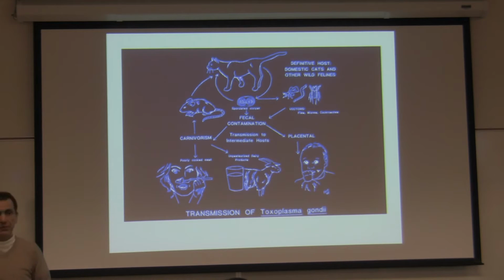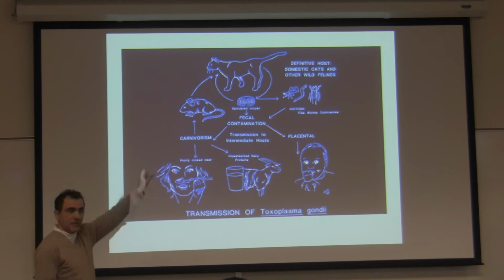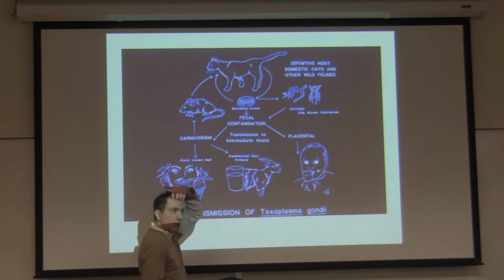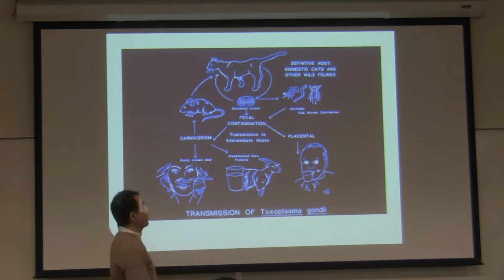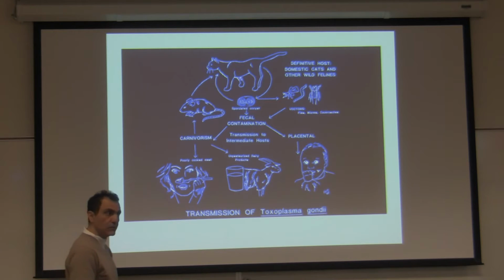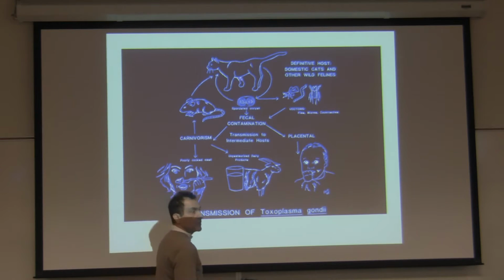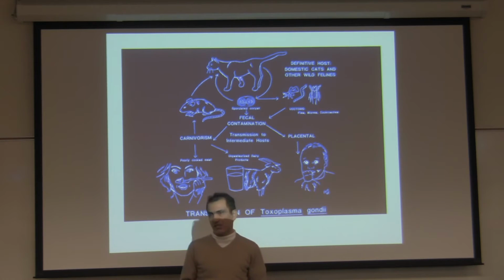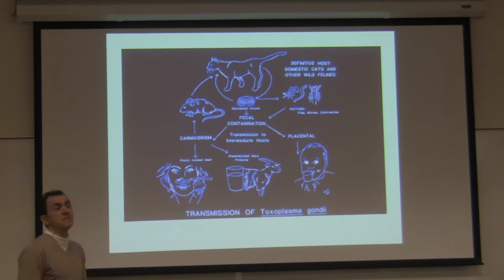This is the life cycle of Toxoplasma gondii. The slide has been flipped, so I hope you're with me. Cat, domestic cat, wild cat, any kind of cat is the definitive host. What I mean by definitive host is where the sexual reproduction takes place. Intermediate hosts are other animals where asexual reproduction takes place. Okay, that's what intermediate host means.